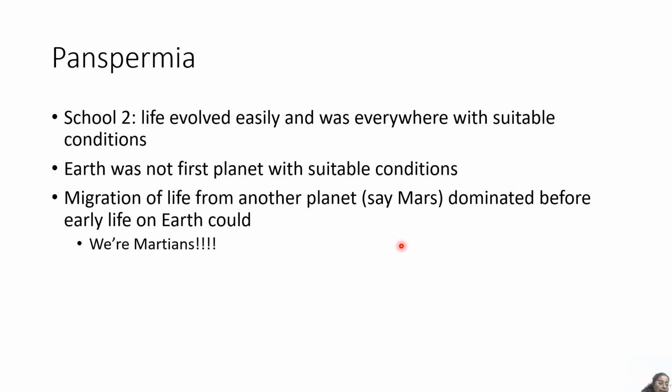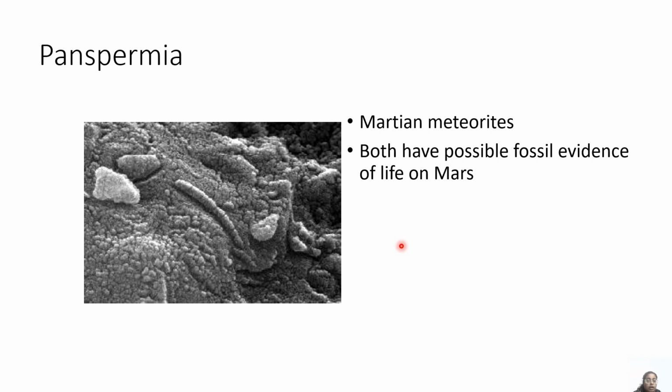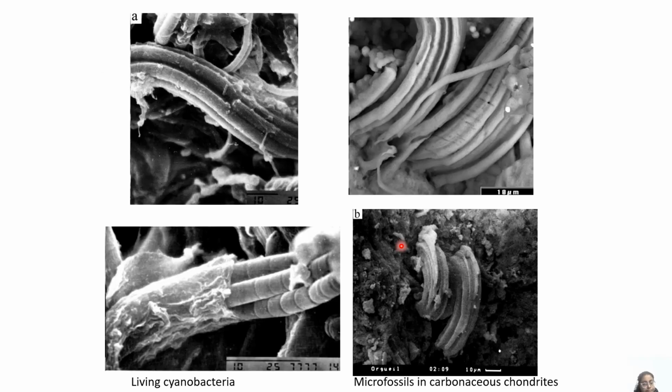School 2 is that life evolved easily and was everywhere with suitable conditions. Earth was not the first planet with suitable conditions. Migration of life from another planet, say Mars, dominated before early life on Earth could. So basically, it means we are Martians. There are Martian meteorites that both have possible fossil evidence of life on Mars.